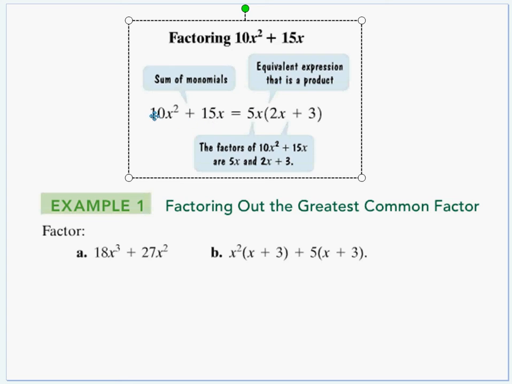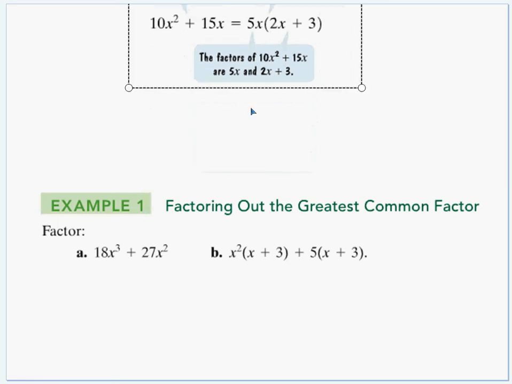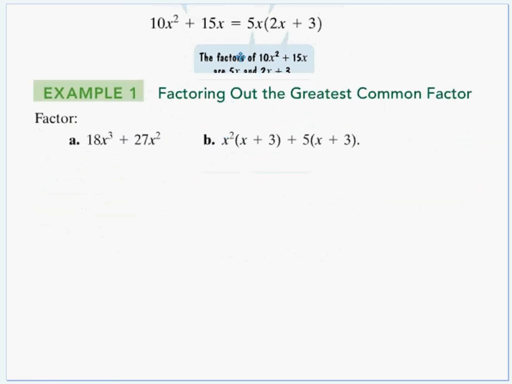Here we can factor out of the numbers a 5. It's common to 10 and 15. We can also factor out one of these x's since each of those terms has an x. So we factor out the 5x, and what's left inside the grouping symbols is the 2x plus 3. This is just the reverse of the distributive property. We're undistributing.